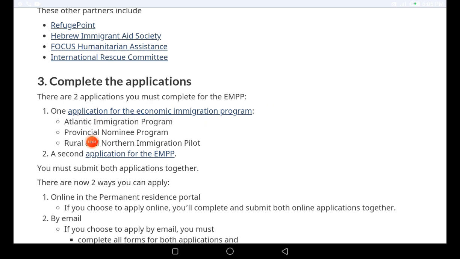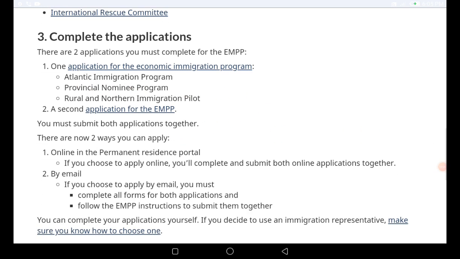First, you must select the province that you want to go into. Note that if you are using the PMP program, there are some requirements that are exempted for the AIP, and the RNE that is not exempted for this. Okay, so make sure you read everything before you take action. A second application for the EMP program, you must submit both applications together.